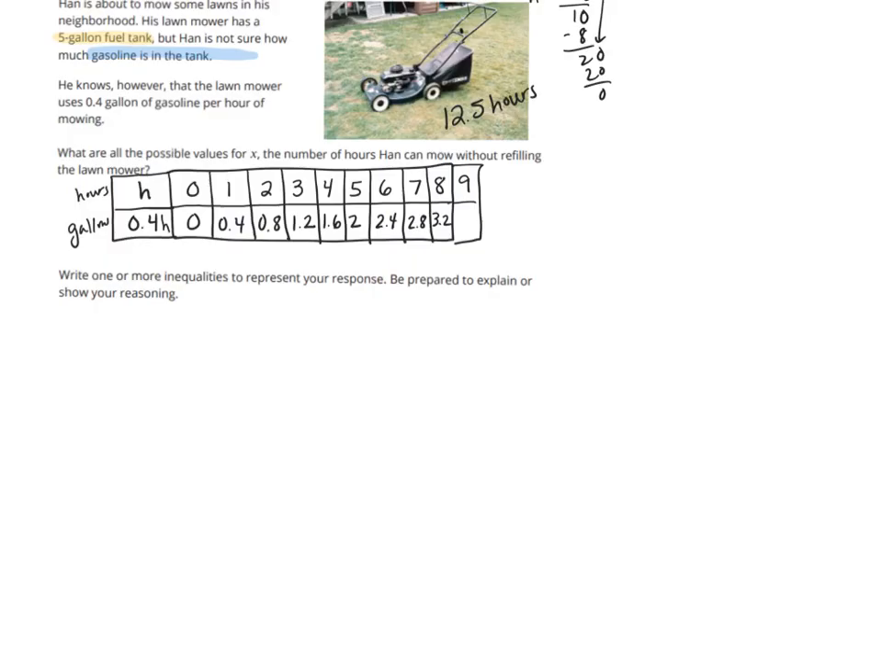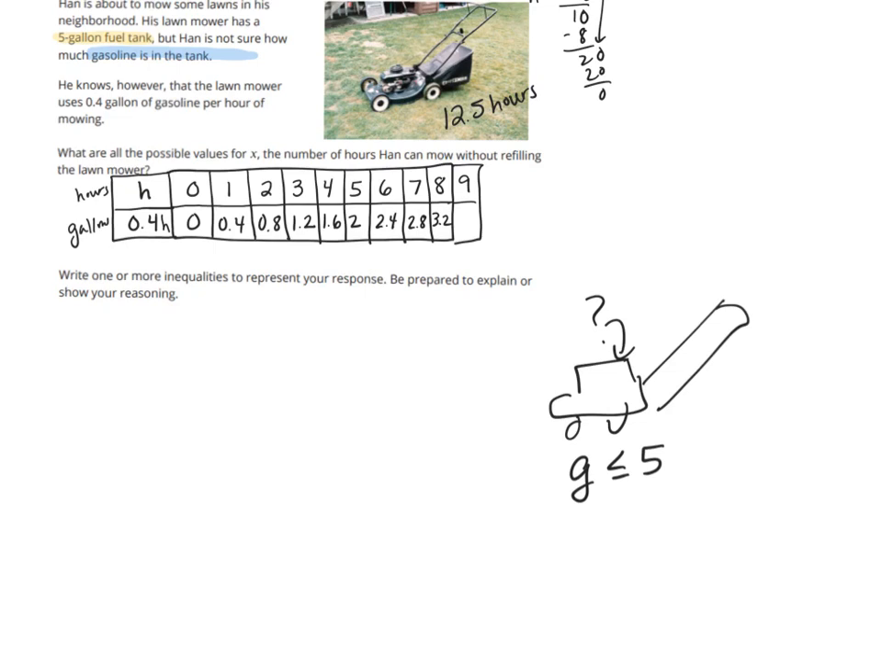So next it says to write one or more inequalities to represent your response. Be prepared to explain or show your reasoning. All right, so if we have the lawnmower, we don't know how much gas is in it, but we know that the gas has to be less than or equal to 5 gallons.